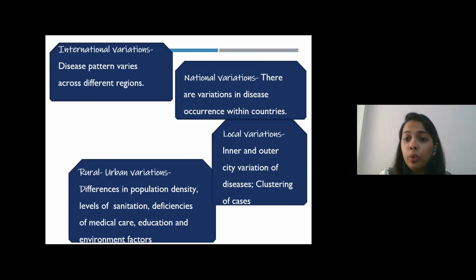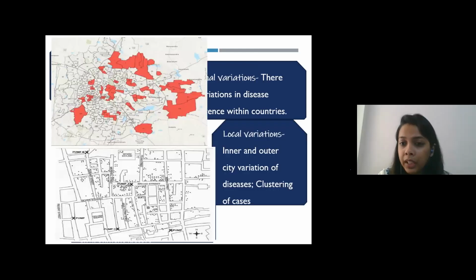And then you can have local variations, which can be within the city, where the first map is that of Bangalore. This was the initial map of the COVID-19 containment zones. So that is variation within a city. And the second map is the famous spot map given by John Snow in the mid 1800s that actually identified water from that particular pump being the source of cholera infection.